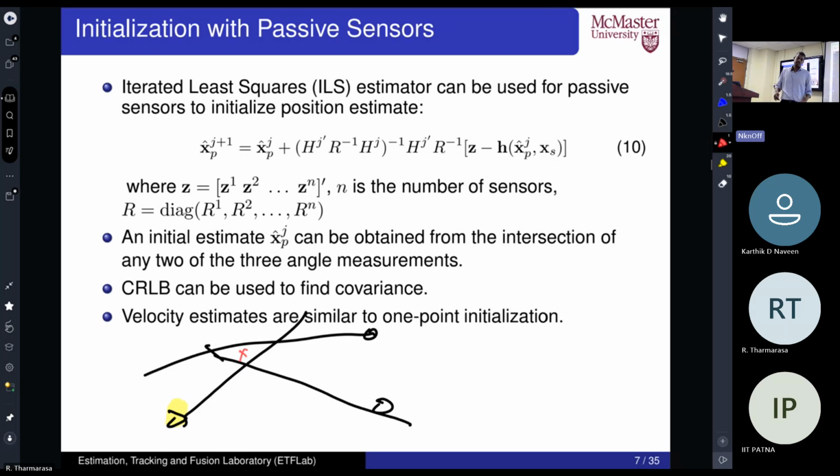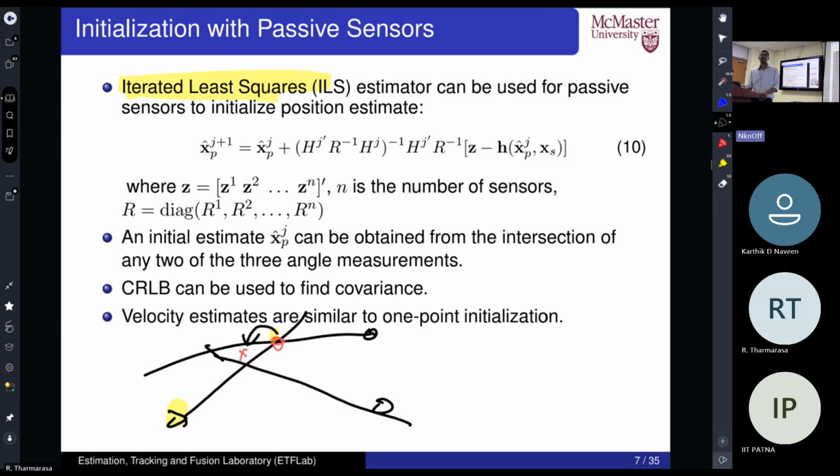But here, what we assume is that data association is already done, because data association itself is not a problem. Once you do the data association, if you know that these 3 measurements are coming from a target, then you initialize the target at this point. Graphically, that's what happens. But mathematically, first you pick one of the intersection points, then you use an iterative least square approach to converge to this point.